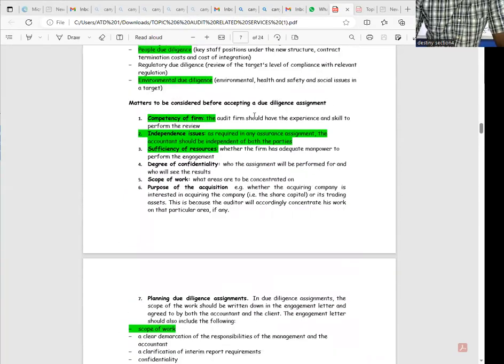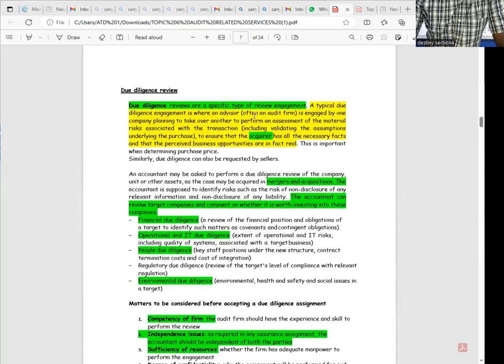The due diligence review. This is also just a type of review engagement. The kind of assurance provided will be a limited or a negative opinion. So due diligence reviews are a specific type of review engagement.